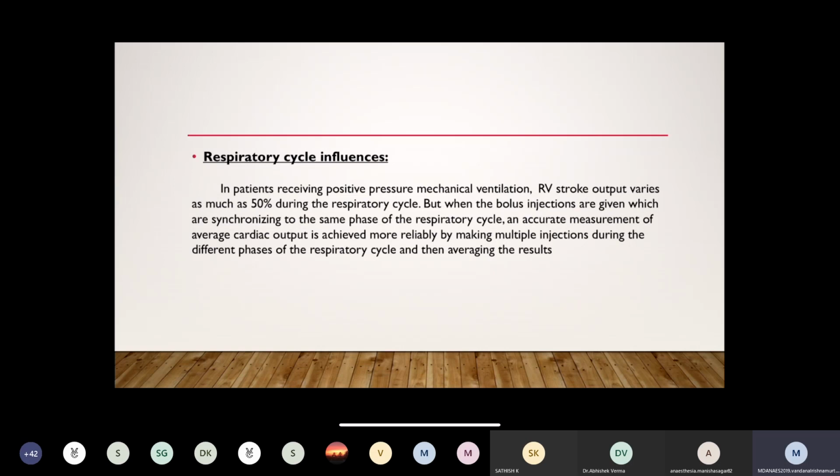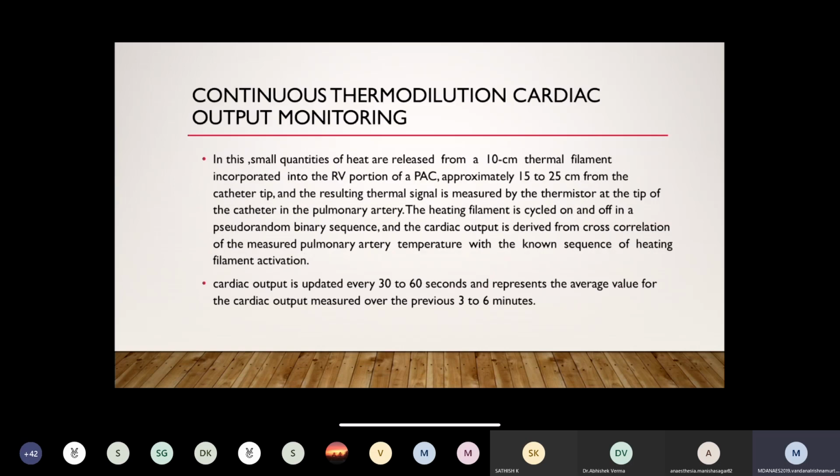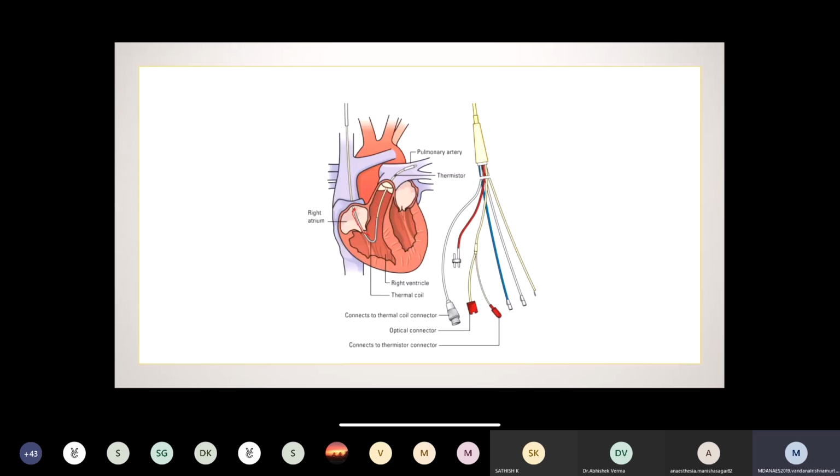The cardiac output is updated every 30 to 60 seconds and represents the average value for the cardiac output measured over the previous 30 seconds. This is the PAC catheter for the continuous cardiac output, in which 3 extra ports will be there: one for the thermal coil connector, one for the optical connector, and one for the thermistor connector. This is the thermal coil, which is present in the RV portion of the PAC, about 10 centimeters long and 15 to 25 centimeters from the tip. This will produce the heat here and the temperature changes will be measured here.